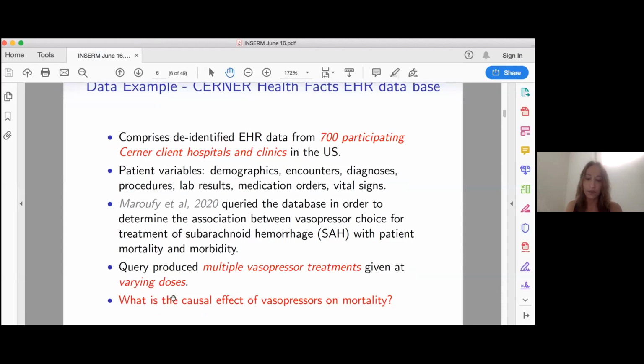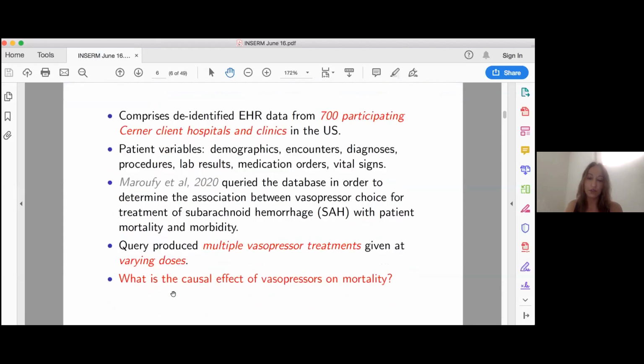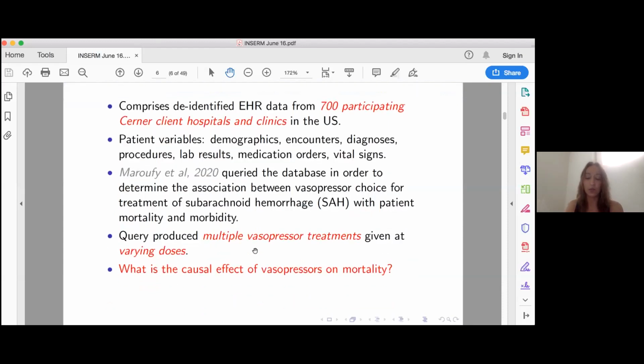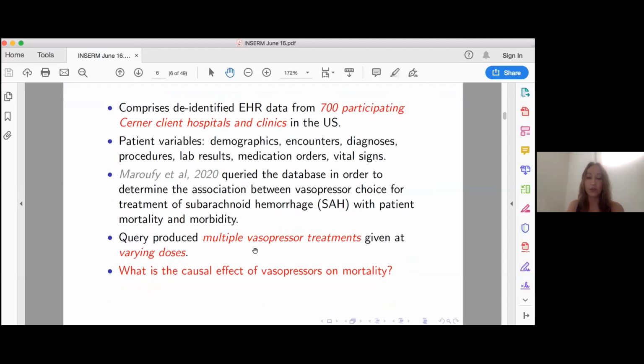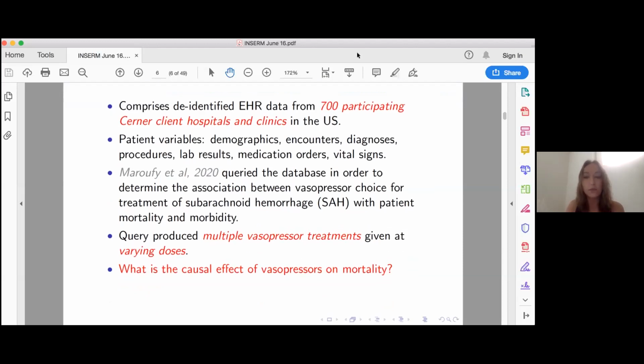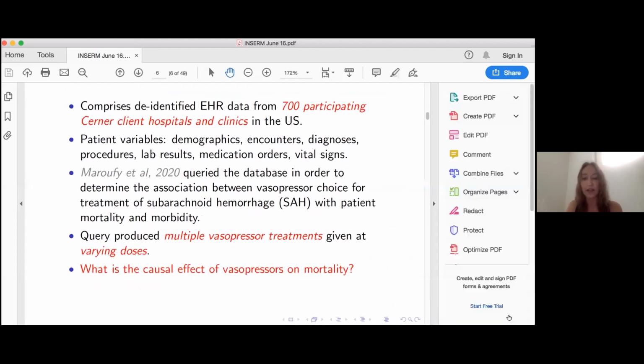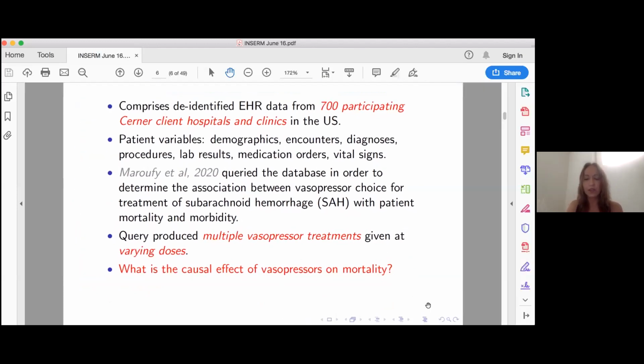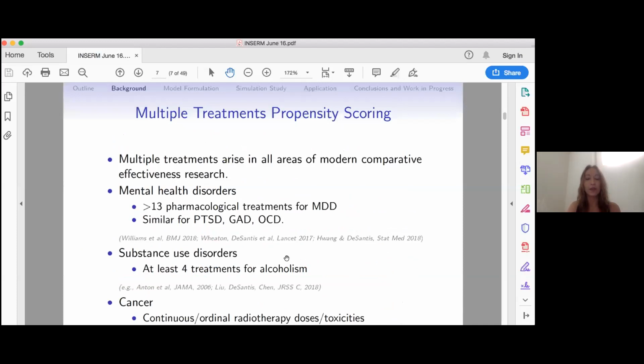So this research is derived from this actual question. We really did not know how to resolve this. We did not know how to use propensity scoring to analyze this data set.